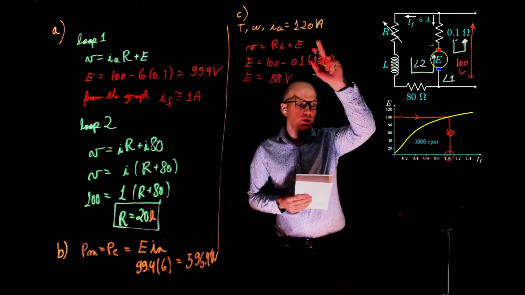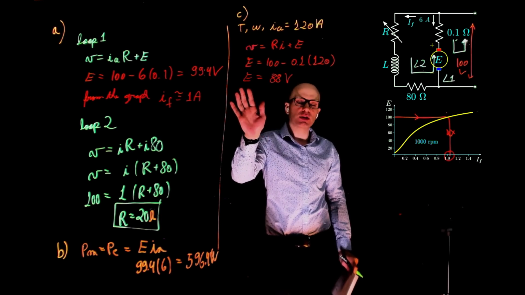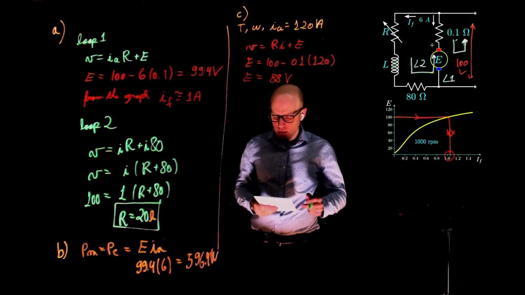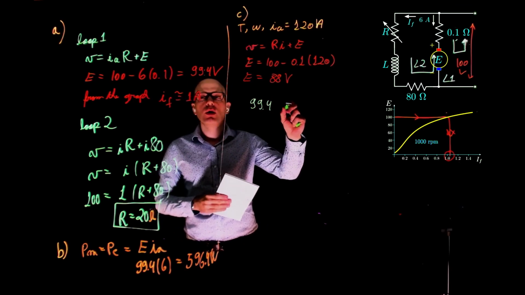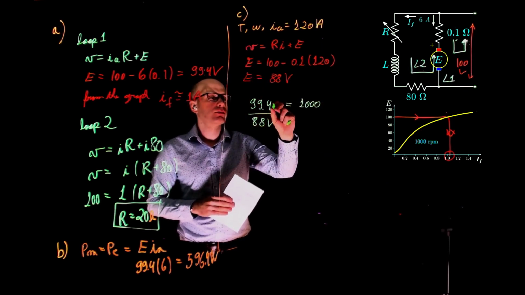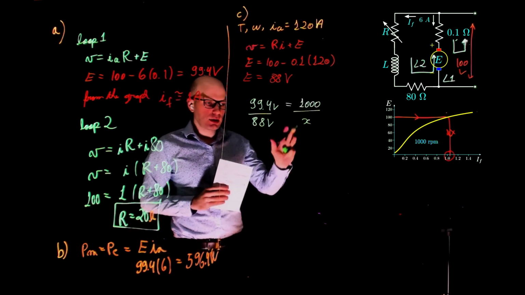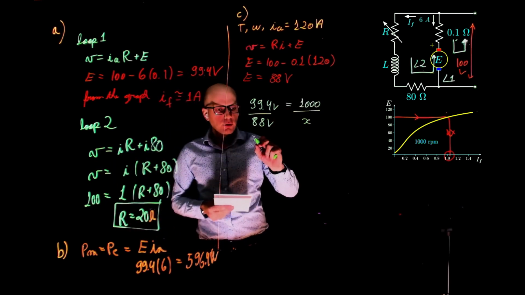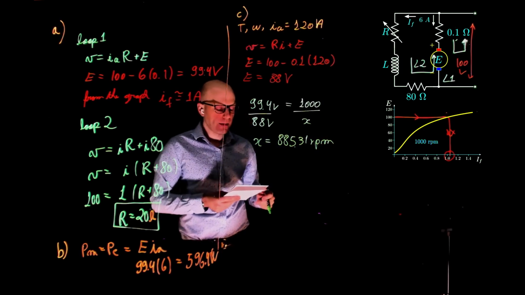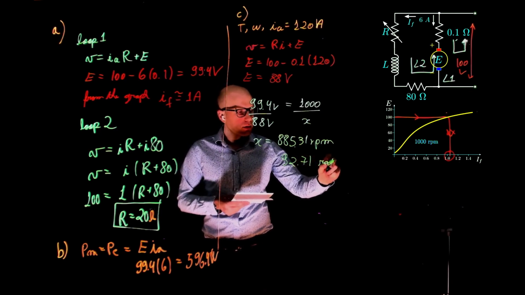Right, so when the current goes to 120 amps, the EMF changes to 88, and because the relation between the speed and the back EMF is constant, we can simply use that linear assumption to recalculate the new speed. So we know that at 99.4, we were at 1000 RPM, and now at 88 volts we will be at a new speed. Solving for x, we get 5.31 RPM, or 92.71 radians per second.